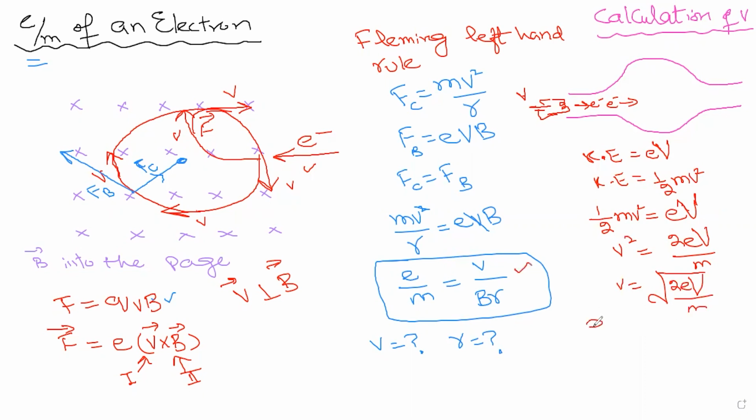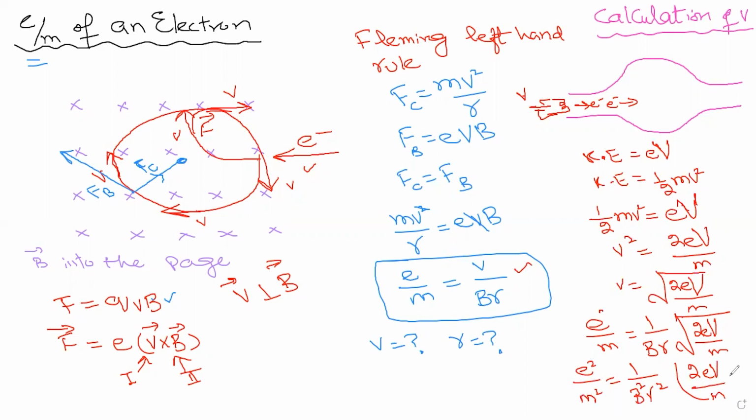So by putting this formula in the equation, we will get e by m equals 1 over BR and under root 2eV over m. By taking square on both sides, e square upon m square is equal to 1 upon B square R square times 2eV upon m. The V here stands for voltage. We can cancel out e by e square, and we can cancel m square by m. Only one m and e will be remaining.